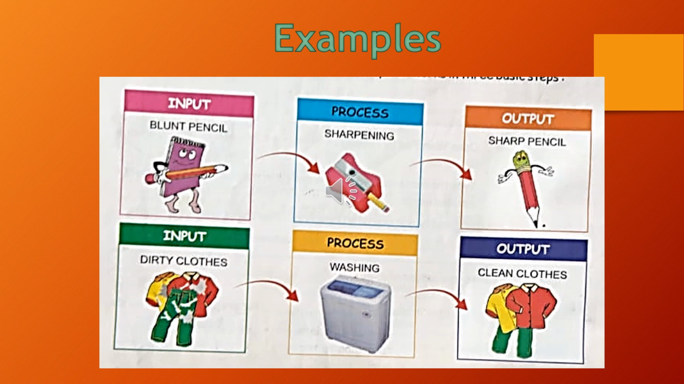That means some work is going on. And when you take out the pencil, it is sharp and you see the point, or the nib, of the pencil. That is the output. So you see a blunt pencil, you sharpen it and you get a sharp pencil. Input, process, output.